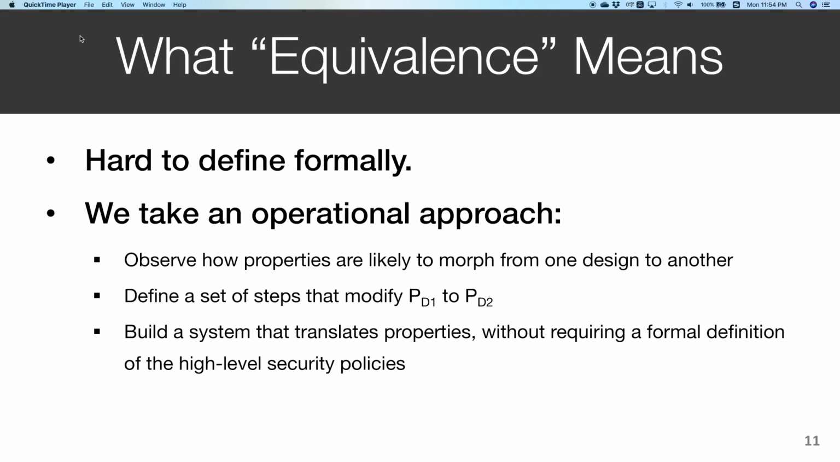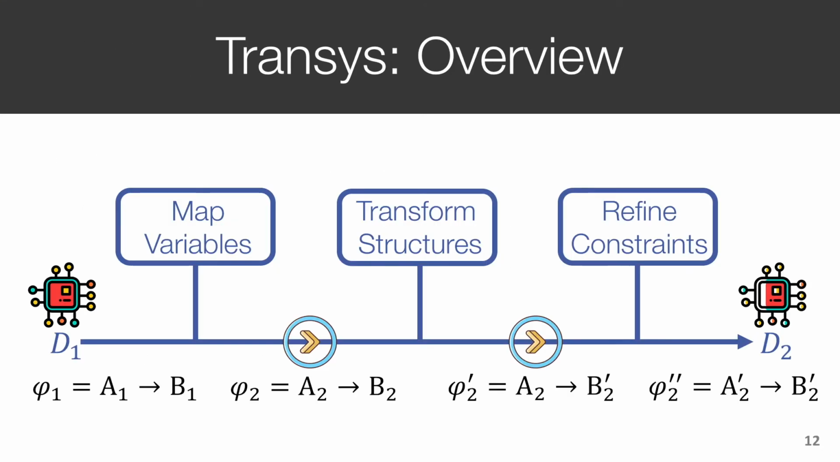We build a system that can reliably translate properties from one design to another without requiring a formal definition of the intended high-level security policies of each property. So the gist of our translation approach is to do the translation in 3 phases. The first phase substitutes the appropriate signals, ports, and register names of the second design into the property. The second phase adjusts the arithmetic expressions and timing constraints of the newly drafted property. And the third phase refines the precondition of the new property.